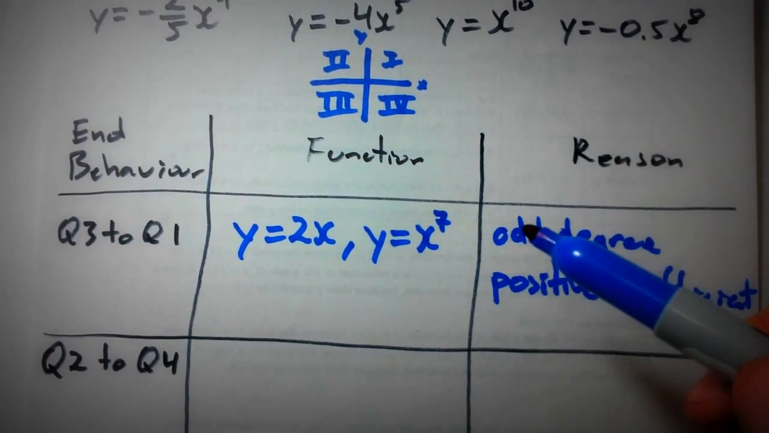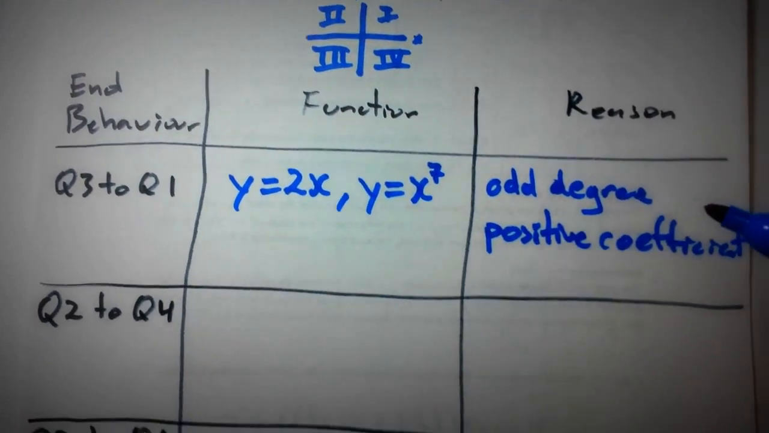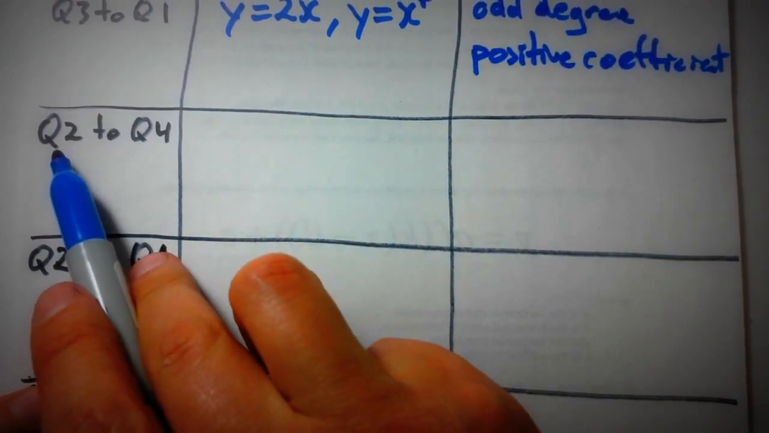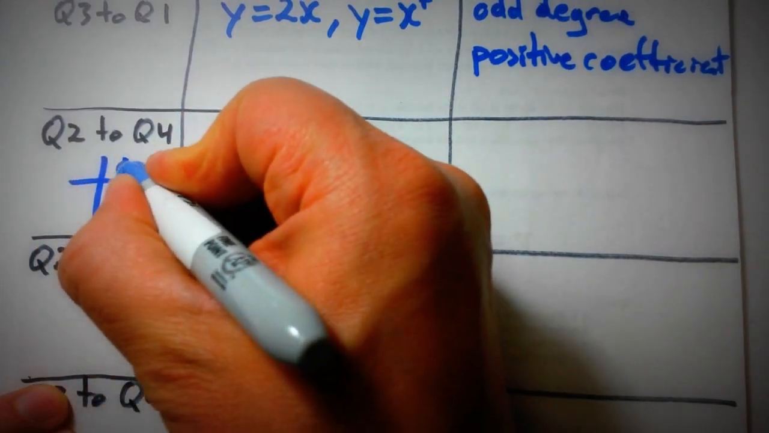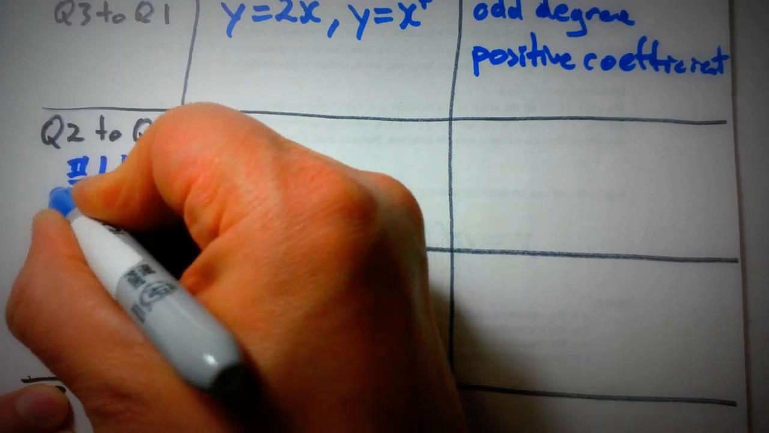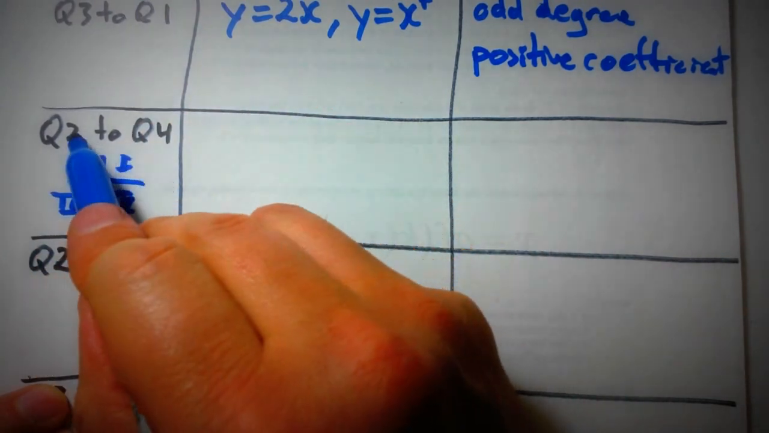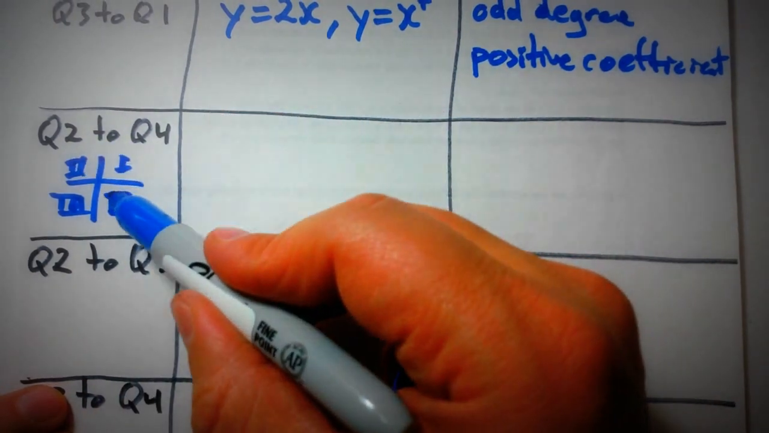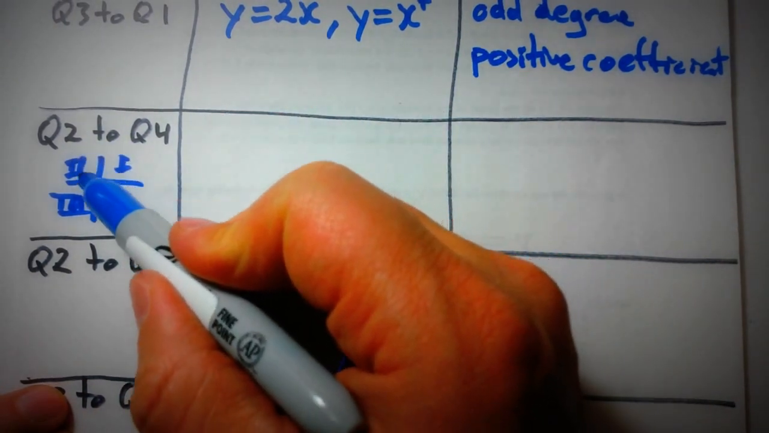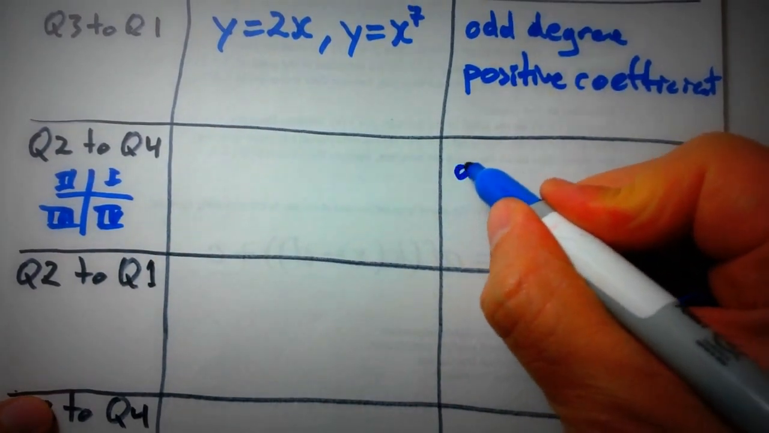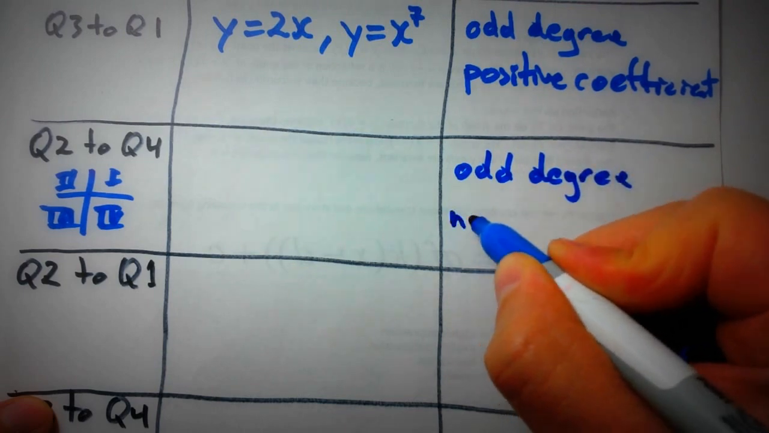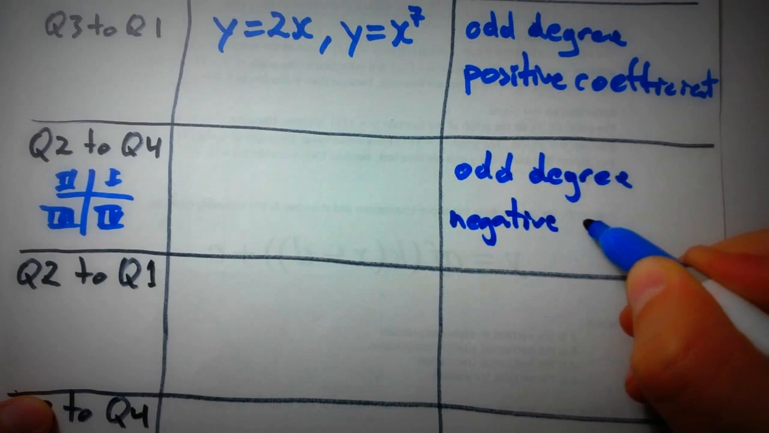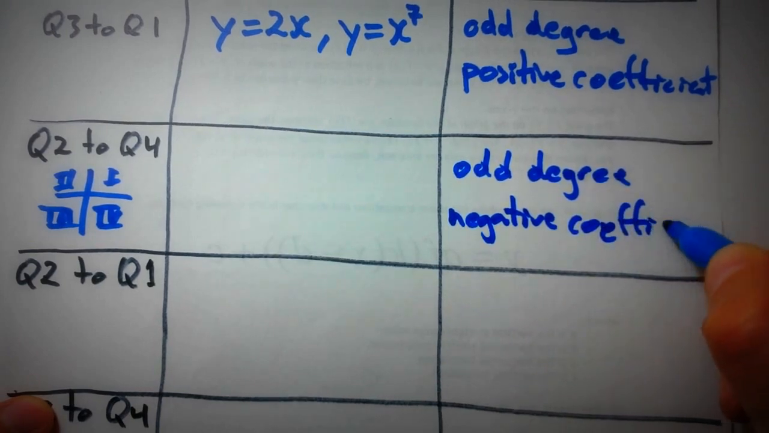Okay, so now you saw how we did the first example, the first row. Let's get started on the second row, and then you can complete the rest. So we have quadrant 2 to quadrant 4, right? Let's do a small sketch here, so I don't have to move up and down. It's moving from quadrant 2 to quadrant 4. So we know that if it moves from that quadrant to quadrant 4, it's still an odd degree, but it has a negative coefficient. So which functions would match this description?